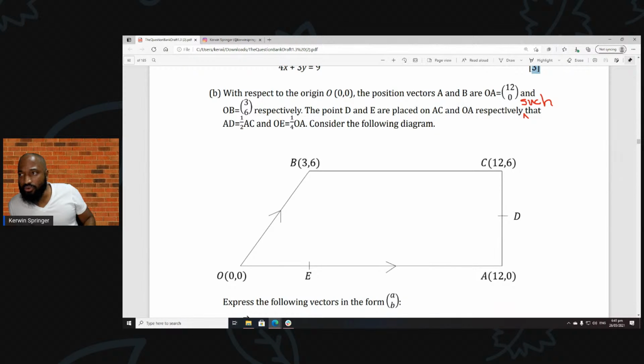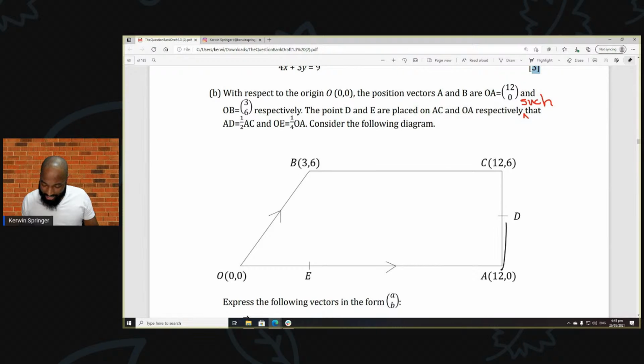The points D and E are placed on AC and OA respectively such that AD is half, so this is halfway, and OE is a quarter of the way. Actually not really a quarter of the way. OE is a quarter of the whole of OA. So this is one of the more confusing things for students.